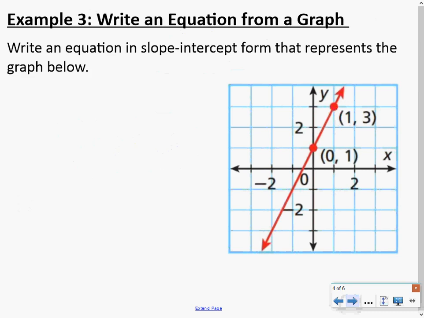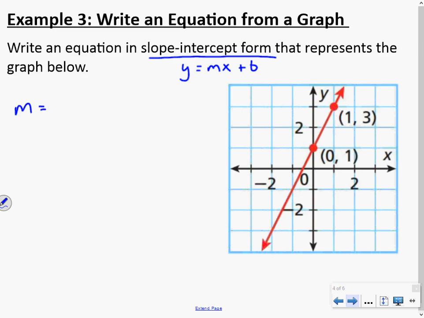Okay, let's say we're given a graph and we want to know the equation that matches up with that linear function. Well, if I want to be able to write my equation in slope-intercept form, which again is y equals mx plus b, we really only need 2 pieces of information. We need to know the slope, which we can find by looking at the graph. And we need to know the y-intercept, which again, we can find by looking at this graph.